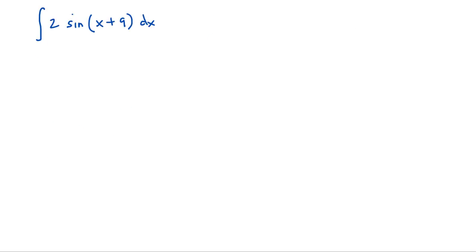Let's try another one now. We can see in this function we have a couple different things going on. We have a constant 2 multiplying sine of x plus 9. Now, it's this x plus 9 that I want you to notice is the inside function. And very often, the inside function is what we select for our u. So let's make u equal to x plus 9.